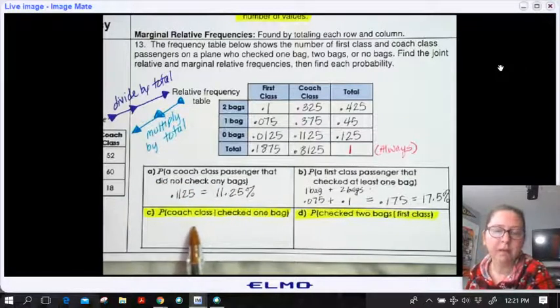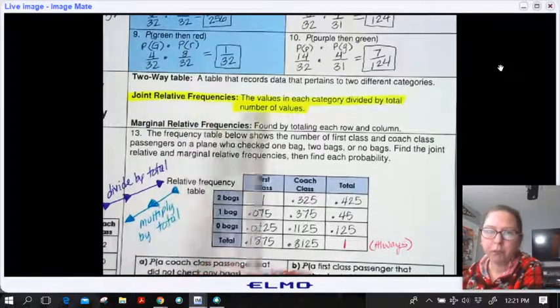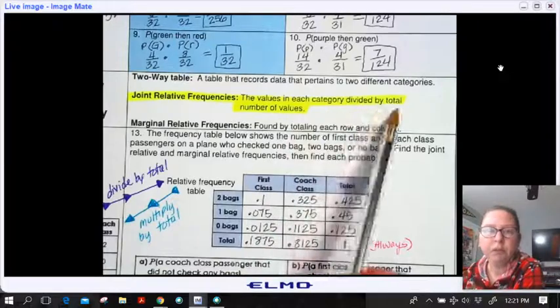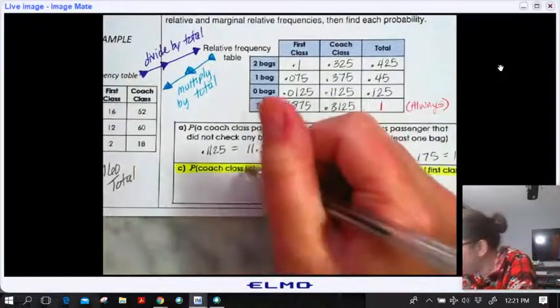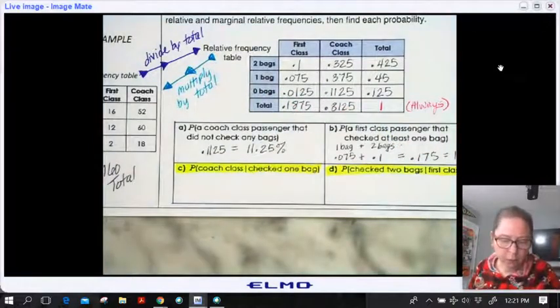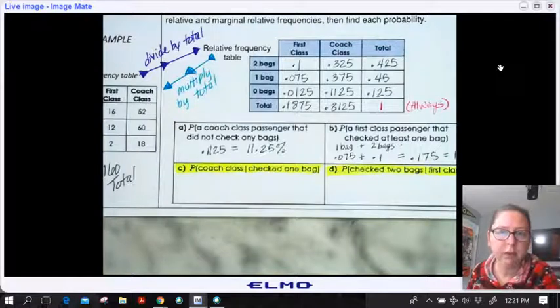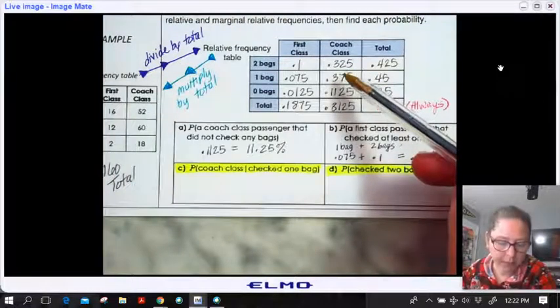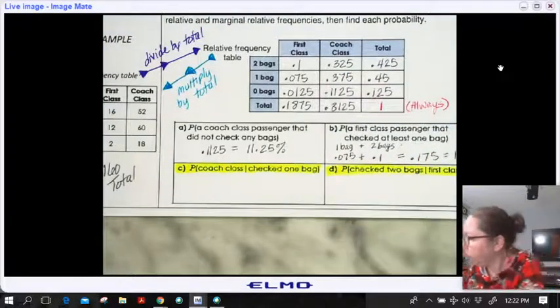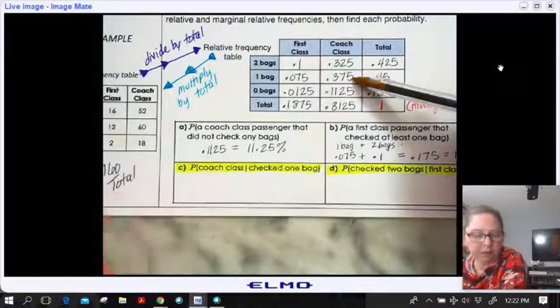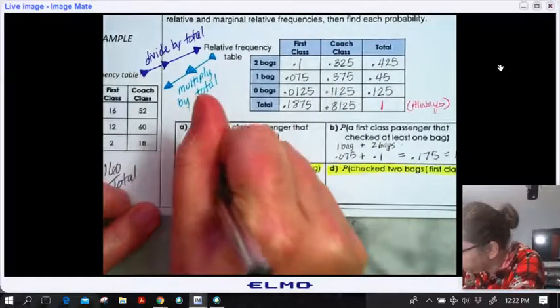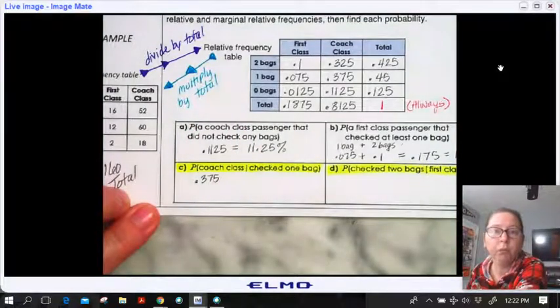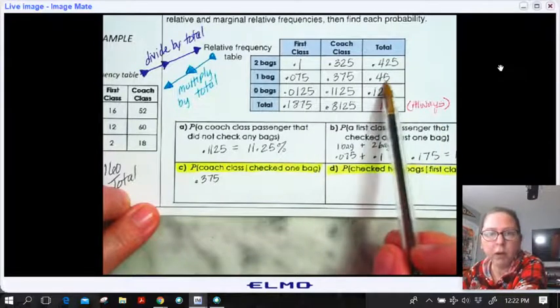But now we're going to bring this in, okay? Our next 2 are called joint relative frequencies. It is the value in each category divided by the total number of values. So let's take a look at what that looks like. And notice that it's got this bar in the middle, okay? So we are looking for the number of coach class that checked one bag. Okay. So coach class that checked one bag is right here, 0.375. And then we need to divide that by the total number of passengers that checked one bag, which is 0.45.